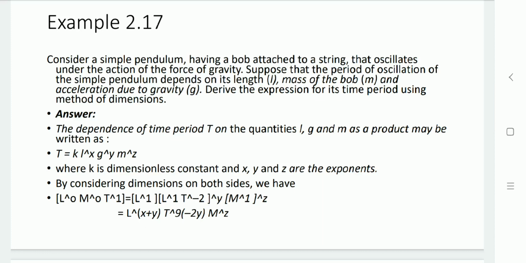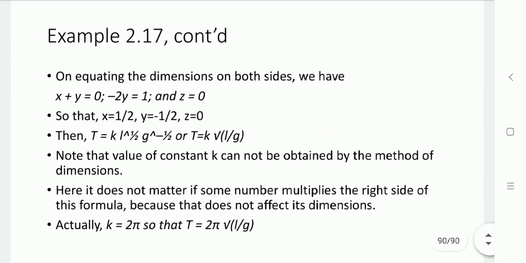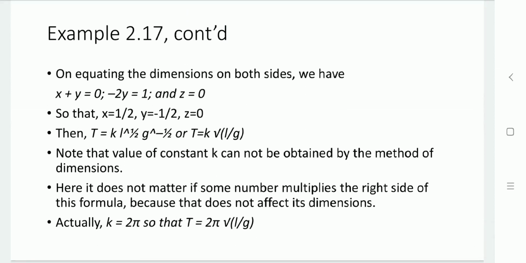Now equate the powers on both sides. So we get the equations X plus Y equal to 0, minus 2Y equal to 1, and Z equal to 0. So X equals 1 by 2, Y equals minus 1 by 2, and Z equals 0. Now place these values into the equation: T equals K, L raised to 1 by 2, g raised to minus 1 by 2. If we rewrite, then T equals K under root L by g.